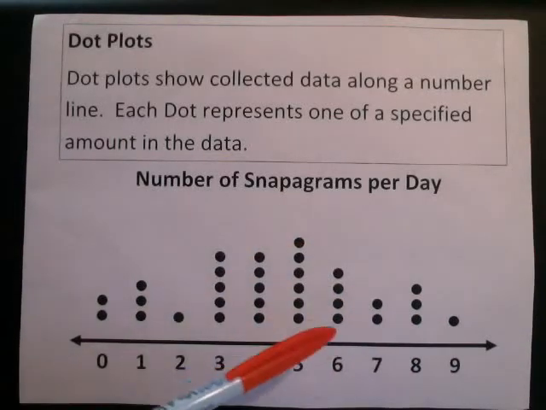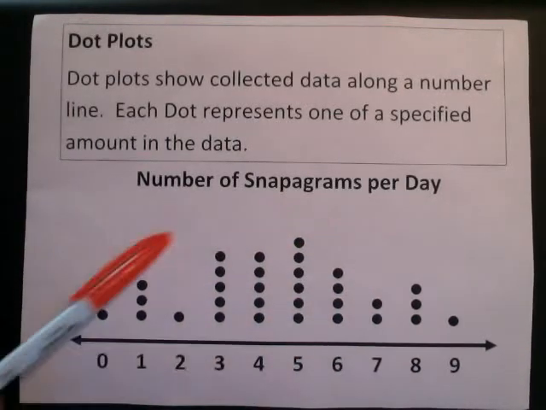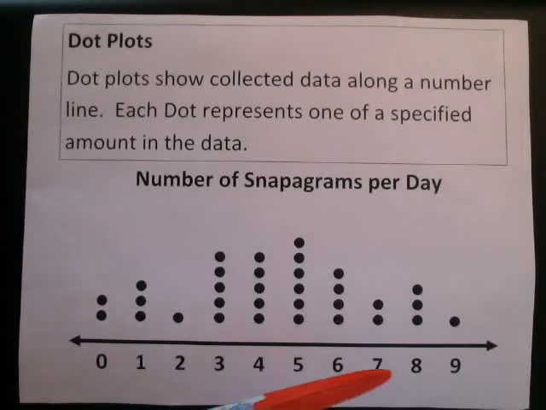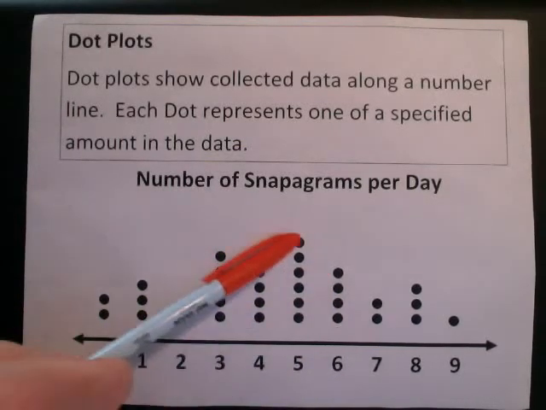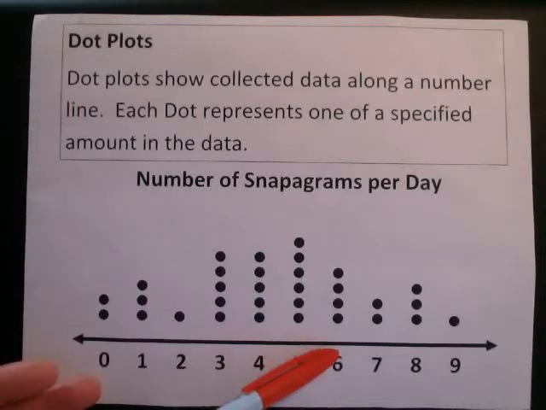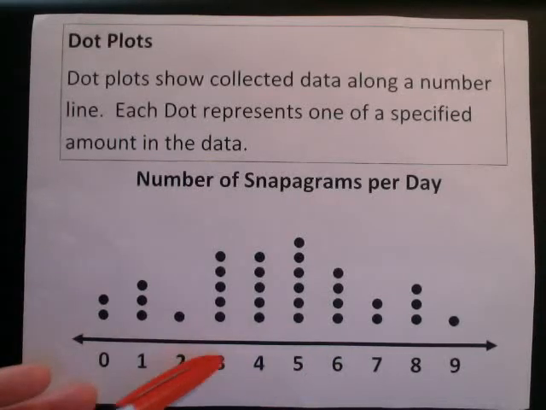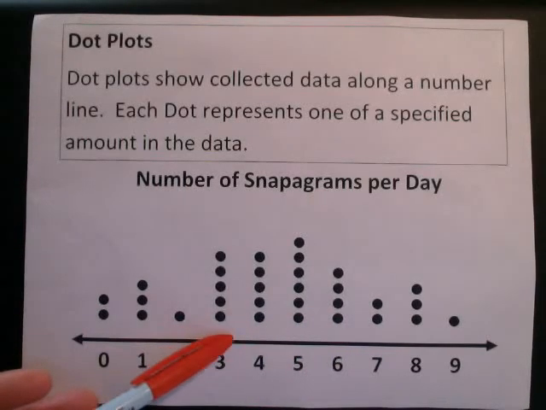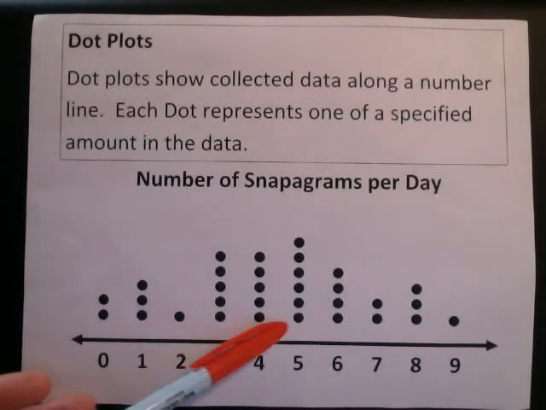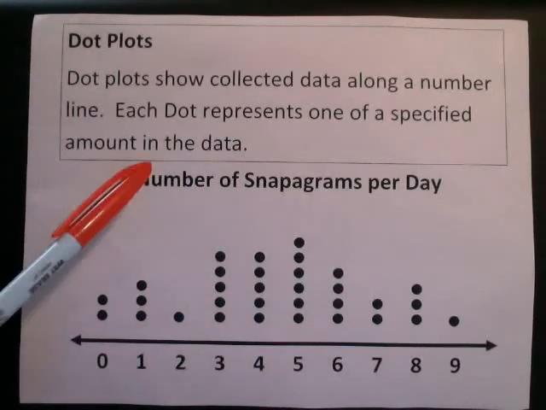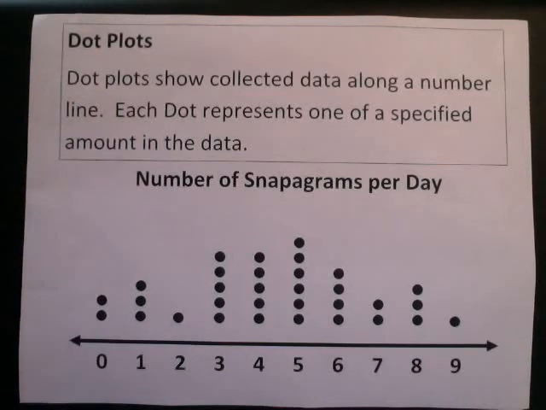And so you can actually discover quite a bit about this data. On average, you've got about the majority of students, somewhere around in here, posting 4 to 6 snapograms per day, maybe coming this way a little bit into the 3 because you have 5 students here, but you can tell a lot from this data, okay? And this is a dot plot.